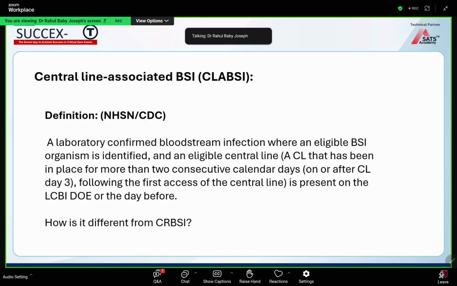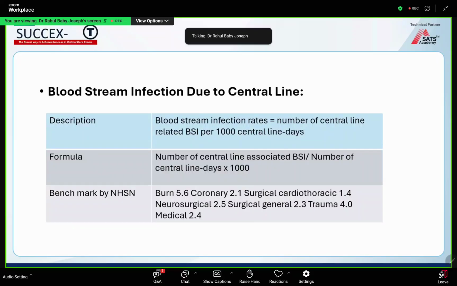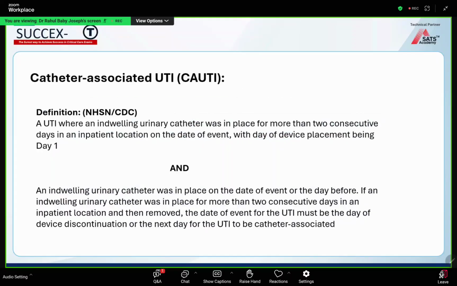Central line associated, again, you need to know the NHSN CDC definition, and also how you differentiate it from CRBSI. CRBSI is more of a clinical diagnosis, and it has stricter diagnostic criteria, and CLABSI is more of a surveillance parameter, and the definition is more relaxed for CLABSI. Again, your formula here: number of central line associated BSI recorded divided by the number of device days, multiplied by 1,000. It is easier to remember. And the benchmark is again different for different ICUs. Benchmark for medical ICUs is again around 2.5 to 2.4.